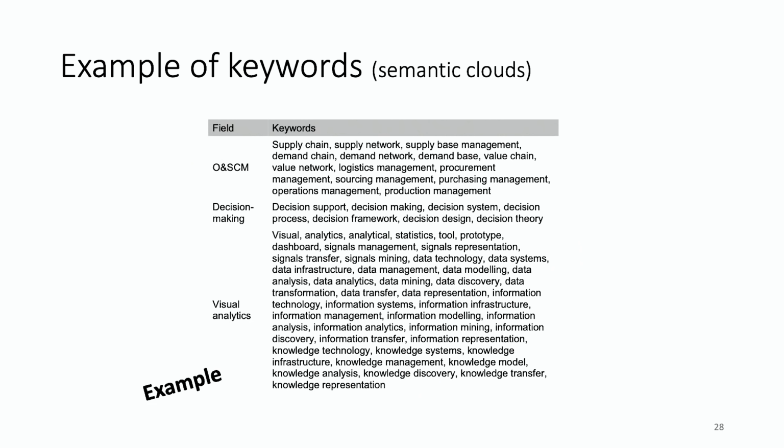So here we look at the semantic clouds. The field of operations and supply chain management can be supply chain, supply network, supply base management, demand chain, demand network, demand base, value chain, and so on. Same thing for decision making. It can be decision support, decision making, decision system, decision process, decision framework, and so on. And even more for visual data analytics: data science, similar, machine learning, analytics. People will be calling those things differently, but they are all relevant. And if you don't include variations, if you just use that term, it's not enough.